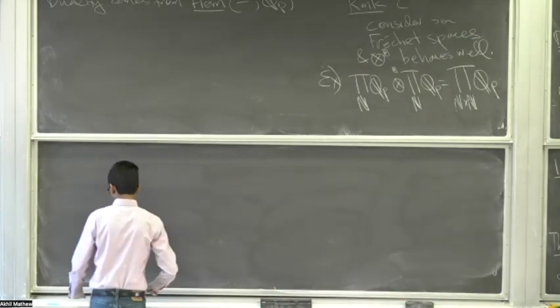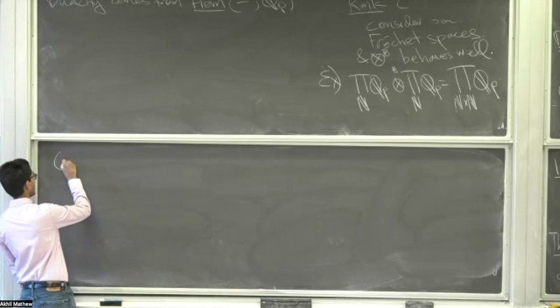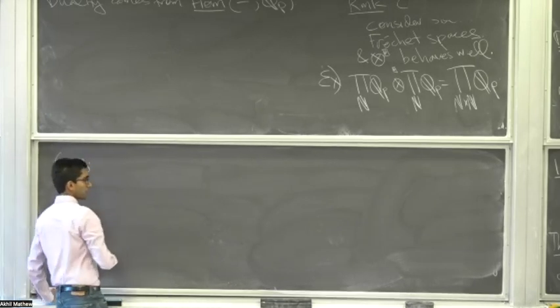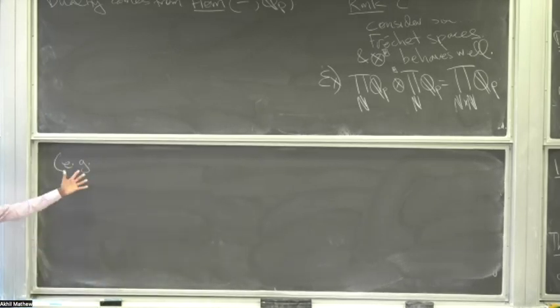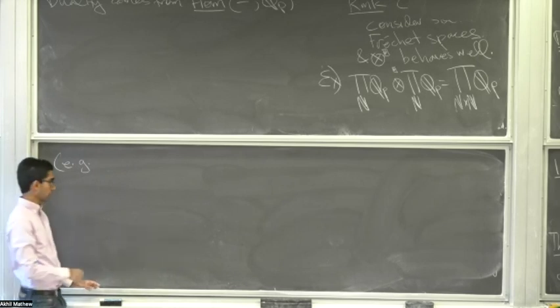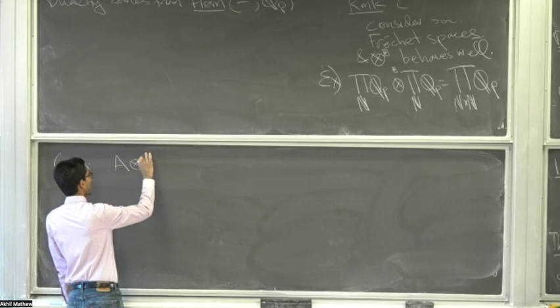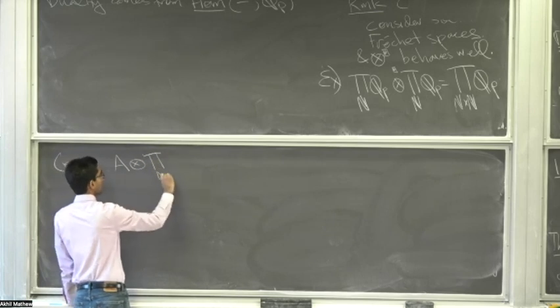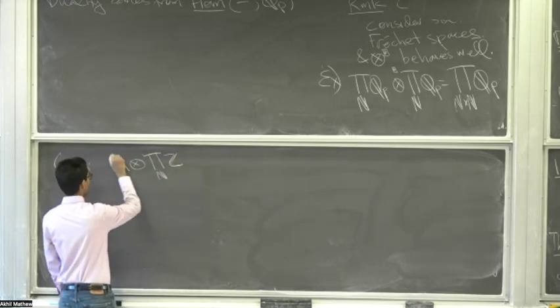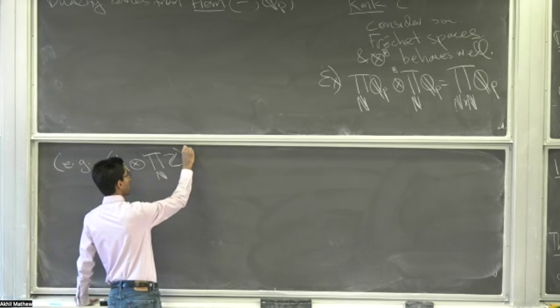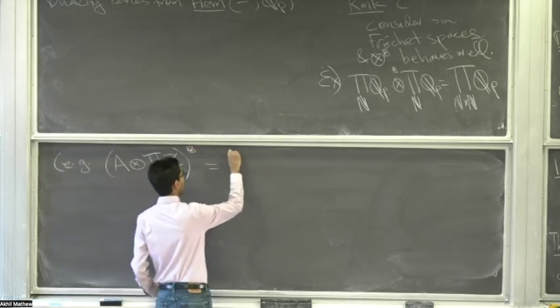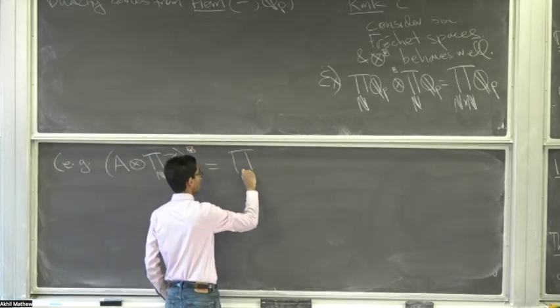So in particular, if you were just working with A modules in solid abelian groups, you would start with the compact generator, A tensor countable product of copies of C. And the statement is that if you solidify that as an A module, you get the countable product of copies of C.